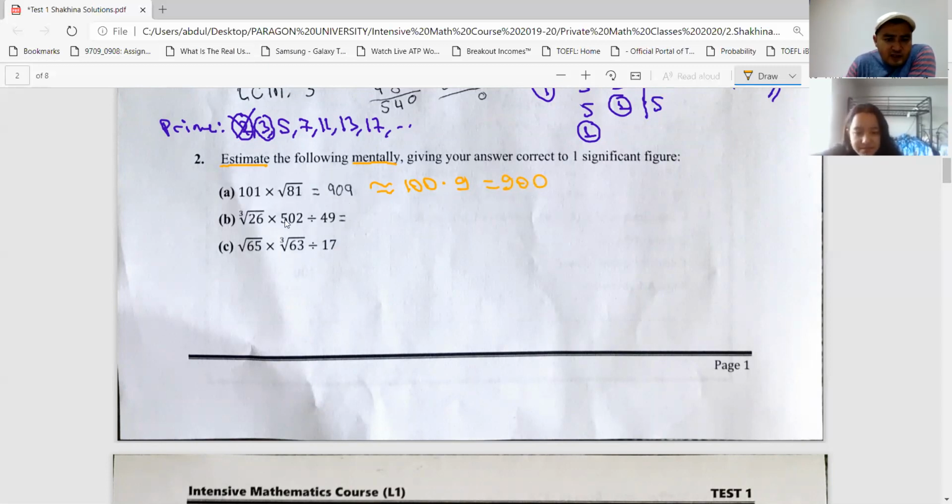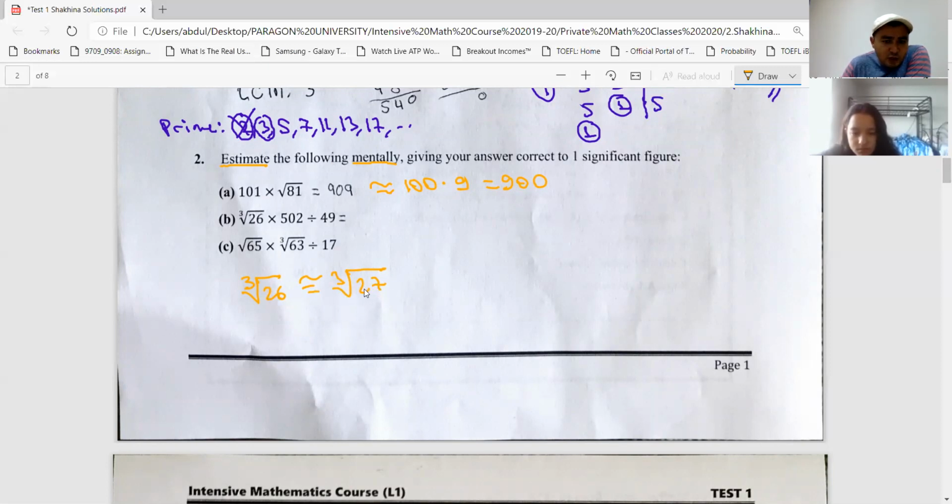Now, how do I calculate this? So this cube, 26, right? I can estimate this with cube 27. Approximately equal, very close, because we are just estimating this. Where do we use this? You're just going to the supermarket. You're going to buy a few items, right? Usually, how do we calculate the total bill? We should just estimate, right? So I'm just estimating this with 27.